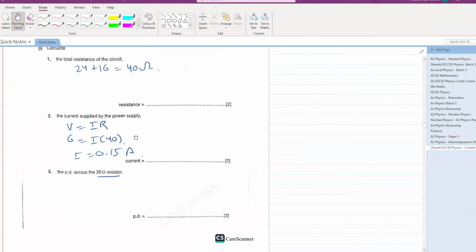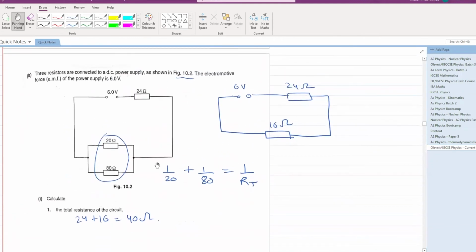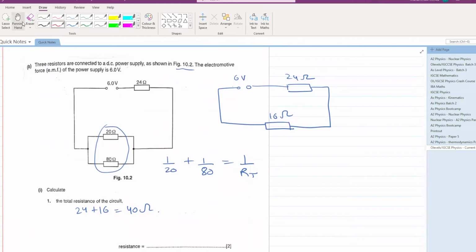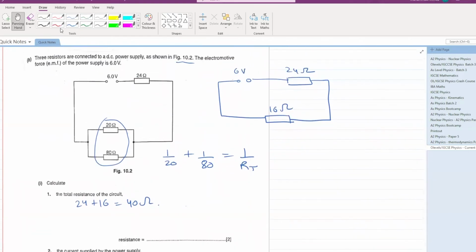Now you have to calculate the potential difference across the 20 ohm resistor. How will you do that? First of all, you know that the current is 0.15 ampere, and the resistance of this resistor is 24 ohm. So what will be the voltage eaten up by this resistor? V equals IR. Current is 0.15, resistance is 24. Multiply both of them. Your voltage eaten up by this resistor comes out to be 3.6 volts.